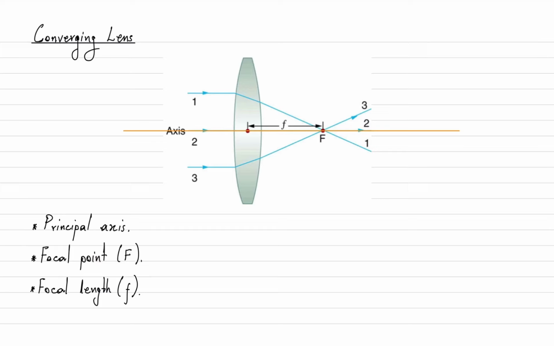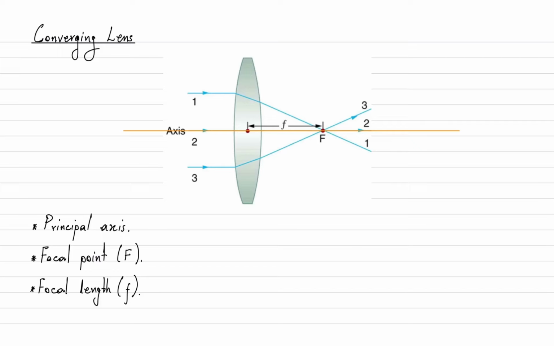Another important term that we're going to have to get used to, in addition to focal point and focal length, is the principal axis. Some books refer to this as simply the axis. The principal axis is the middle line that cuts through our lens equally. That is, the top and the bottom parts are equal. So that central line is known as the axis.